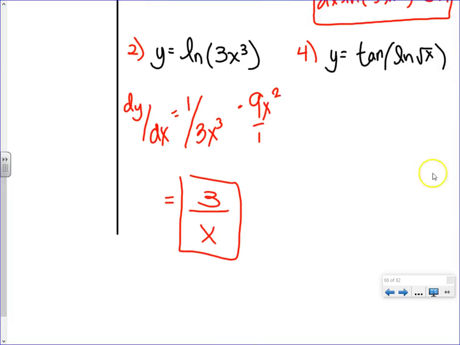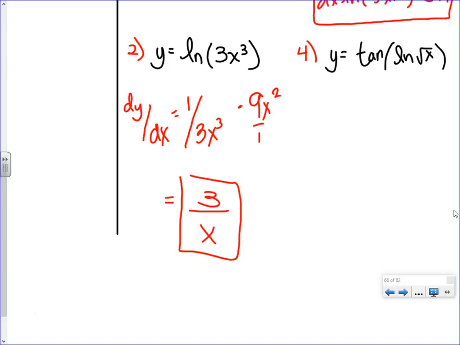Alright, the next one. Question. Do we need product rule for number 4? No, because read it. Tangent what? Times or of? Of. Tangent of ln of square root of x. There's no multiplication. So, I need to use a chain rule. Yes. And I have an F and a G and an H.